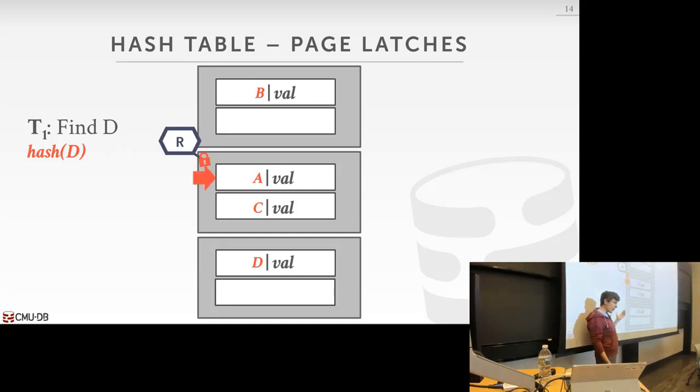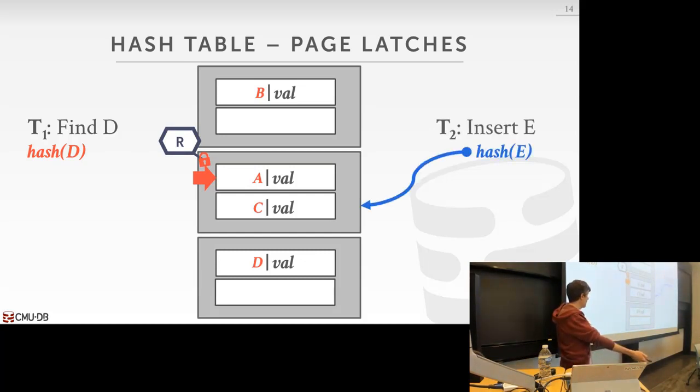Now let's say another thread comes along and wants to insert E, and E hashes to where C is. Can it actually start looking at it? No, because it wants to take a write latch on this page, since it doesn't know that C is full. It doesn't know it's going to have to scan. Before it can even look at it, it needs the write latch. The write latch is not compatible with the read latch, so it has to stall and wait.